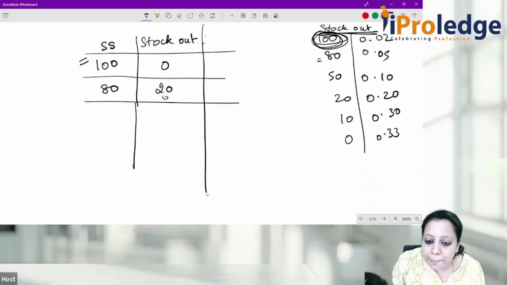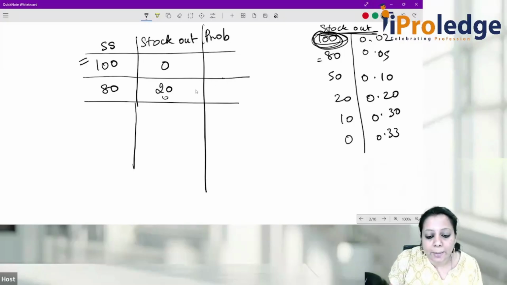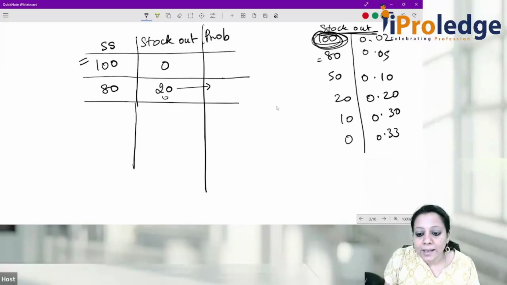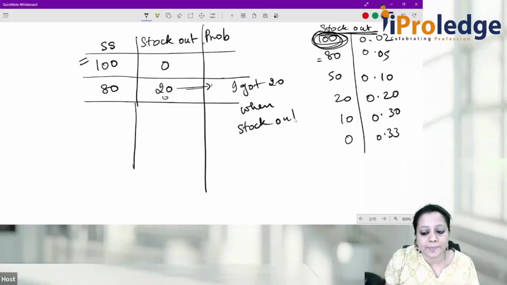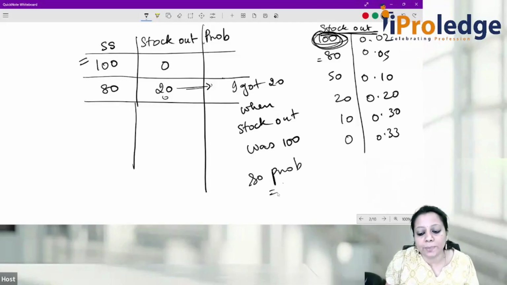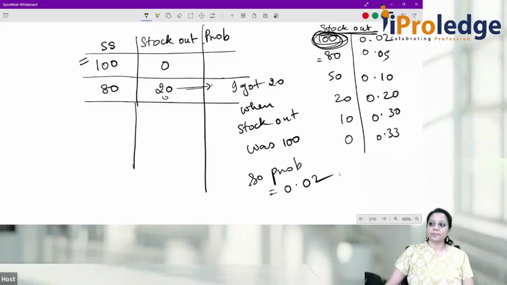Now, what is the probability, students? This probability is where many students are getting confused. Why? Because I got 20 when the stock out was 100. So the probability is going to be 0.02.